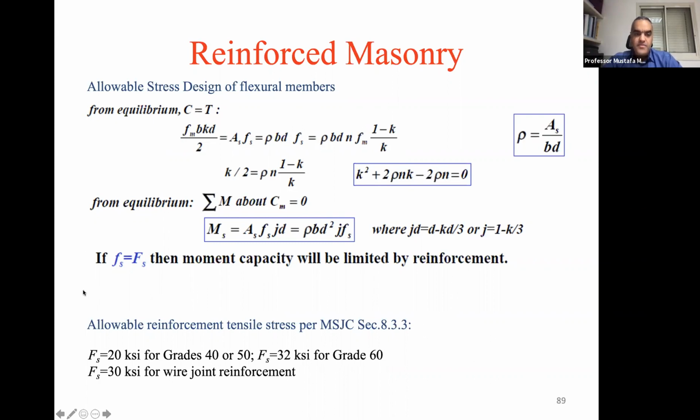Okay. If F sub S is equal to the allowable F sub S, capital F sub S, which is given here, then the moment capacity is limited by the reinforcement. If it's not, then it's limited by the masonry. So the allowable reinforcement tensile stress, according to ASD section 8.3.3, is 20 ksi for grade 40 or 50, and 32 for grade 60. If it's wire joint reinforcement, it's 30 ksi.